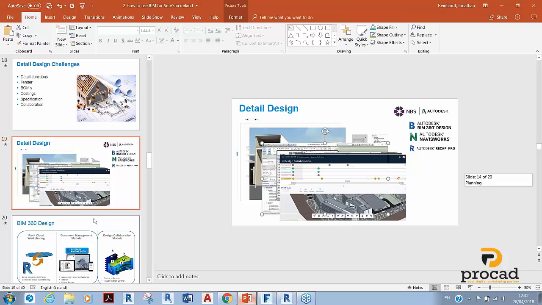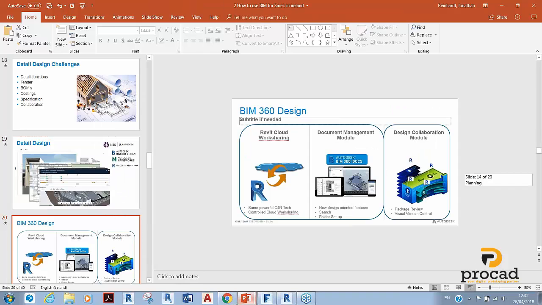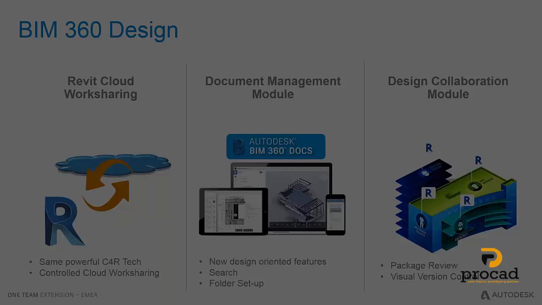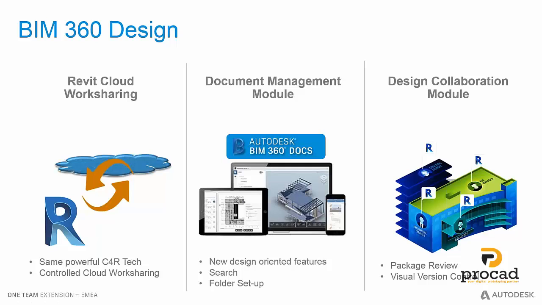So I'll just jump back into the presentation here and I'll just do a bit more on BIM 360 Design. So as I said, BIM 360 Design is the new Collaboration for Revit, and it's been rebranded as BIM 360 Design, and this allows you to carry out cloud work sharing, and it allows you to share your BIM models from within Revit. You can then view this information using BIM 360 Docs. You can create your custom folder setup, and you can coordinate between different disciplines as well.